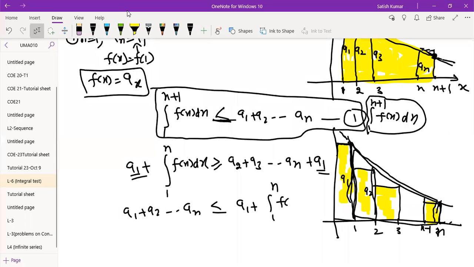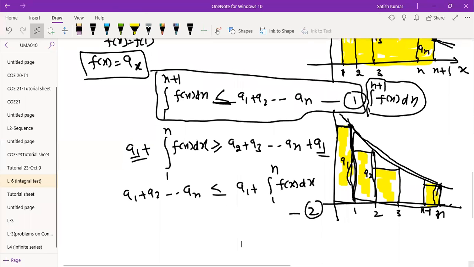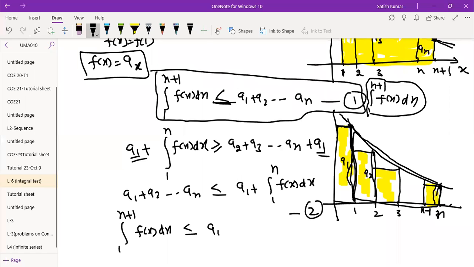Just note down your points. I will give you 5 minutes, then you can ask. It is f(x) dx. Now if I take inequalities 1 and 2 and rearrange, I get the integral from 1 to n plus 1 of f(x) dx is less than or equal to a1 plus a2 up to an, and that is less than or equal to a1 plus the integral from 1 to n of f(x) dx.